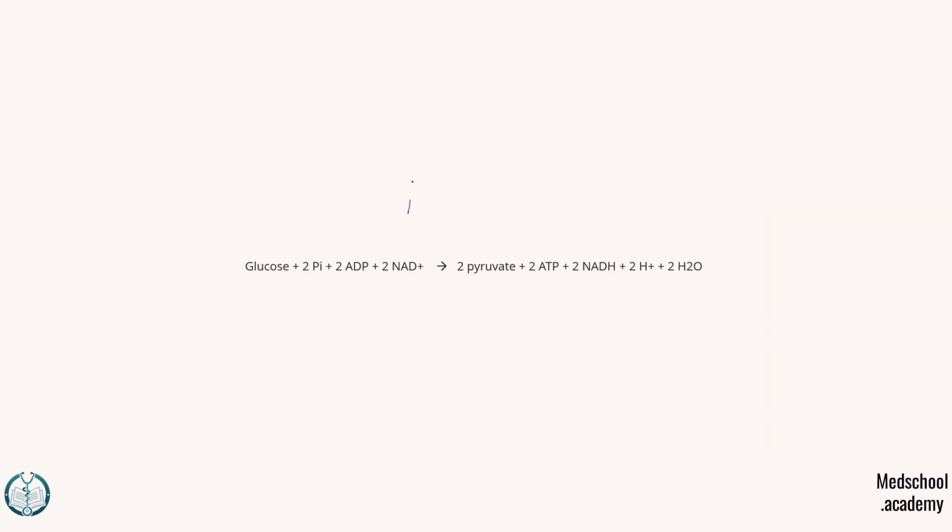This is net glycolysis. So all this is saying is we're starting from glucose, 2 inorganic phosphate groups, 2 ADP, 2 NAD plus molecules, and we end up with 2 pyruvate, 2 ATP, 2 NADH, 2 protons, and 2 water molecules. And if this does not make sense to you, trust me, at the end of the video, you're going to totally understand it and it's going to make so much more sense.